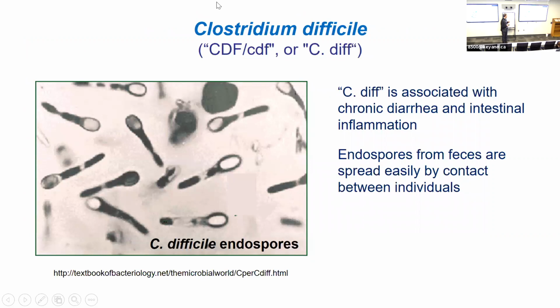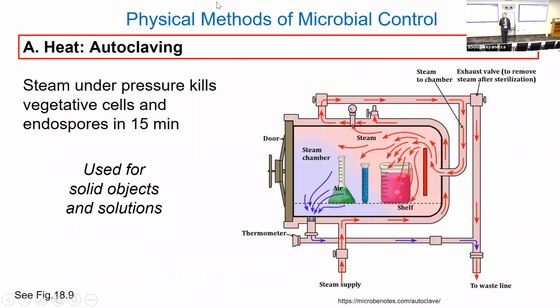I don't know why I have this slide twice. But there's C. diff again, reminding us that you need to kill those endospores. So how do we kill endospores? We use something called an autoclave. So what is an autoclave?